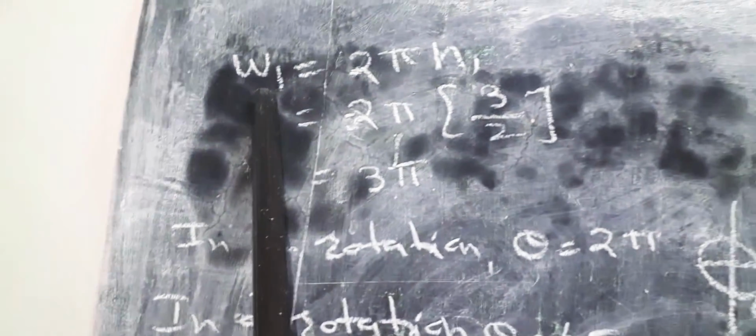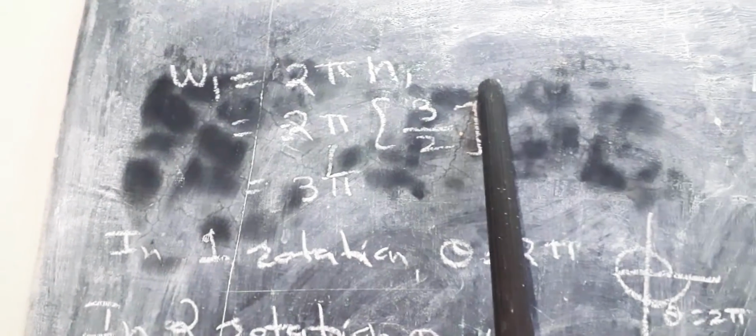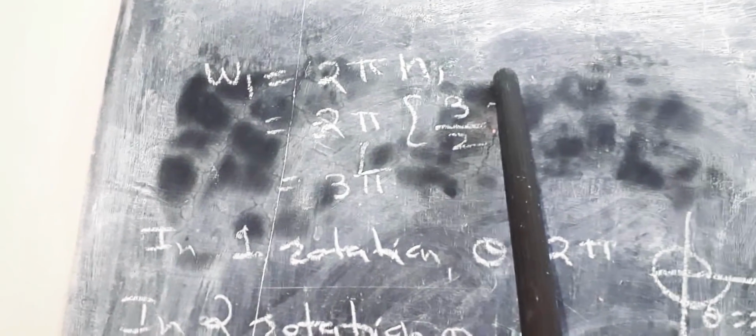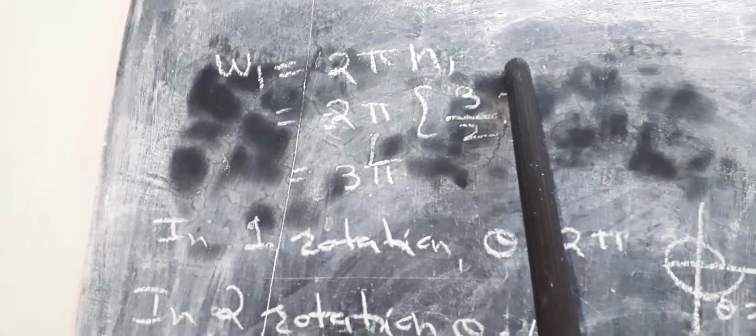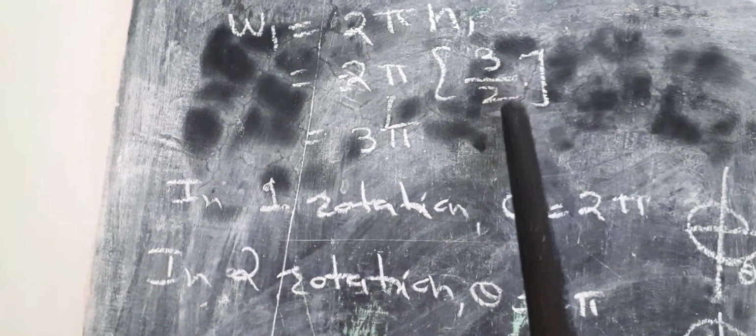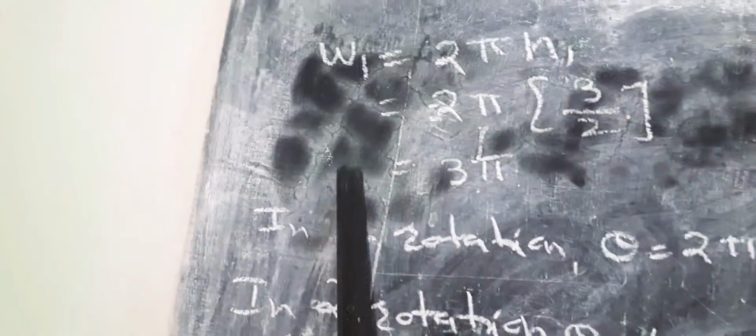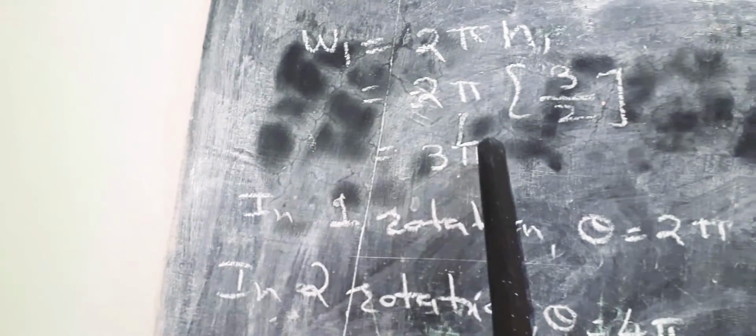Now omega 1. So twice pi n is the standard formula. So twice pi n1. We have seen in the data the value of n1 is 90 rpm. That means 90 upon 60, that means 3 upon 2. So in place of n1 we write 3 upon 2. So this 2 and this 2 get cancelled. So 3 pi is the value of omega 1. So omega 1 is equal to 3 pi.